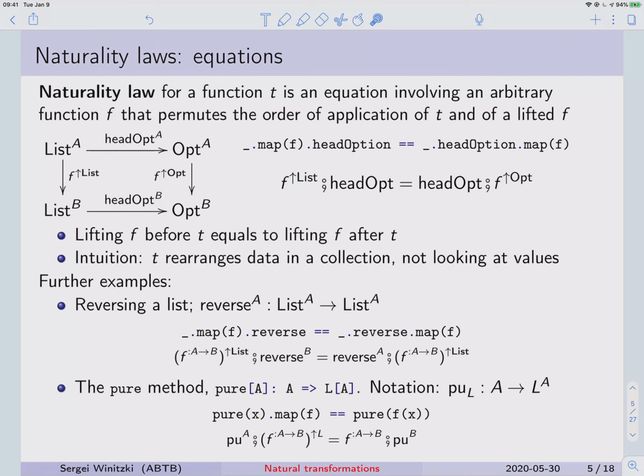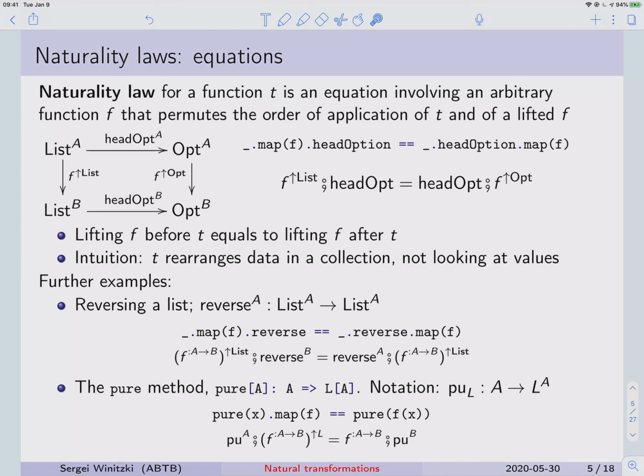And it has the law, which looks like this. You can take a pure and then you map, or you can take a pure of something where you already mapped. And as an equation, you write it like that. And so basically, it's always a law of this form. You change the order of application of some transformation T, which in our examples is toList, headOption, reverse, pure. So let's call this transformation T.